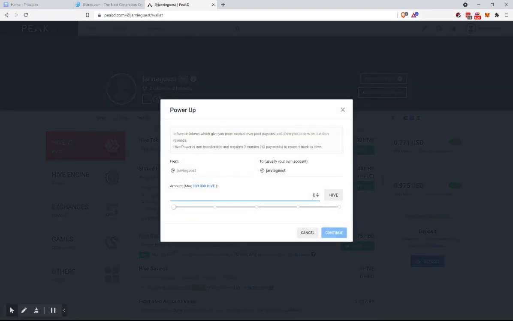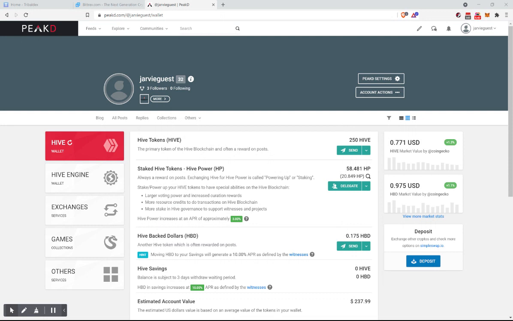Let's power up 50. This is a big deal. We got to do a lot of transactions and we want our vote to be worth something, so we're using a decent proportion to do this. And that's it. We hit the confirm, sign for it, and we're powered up.